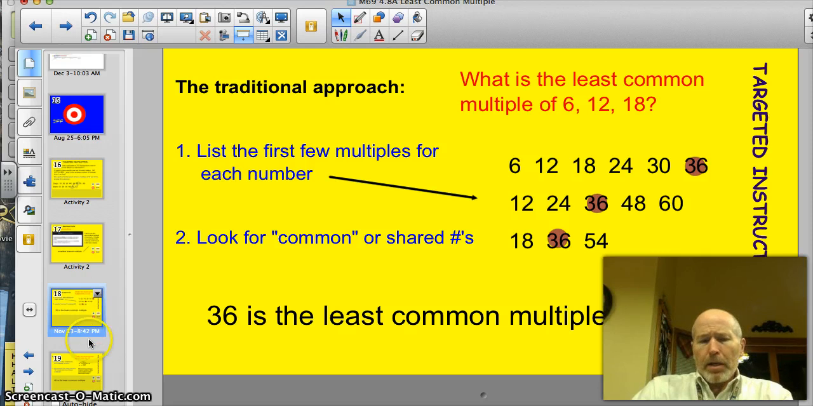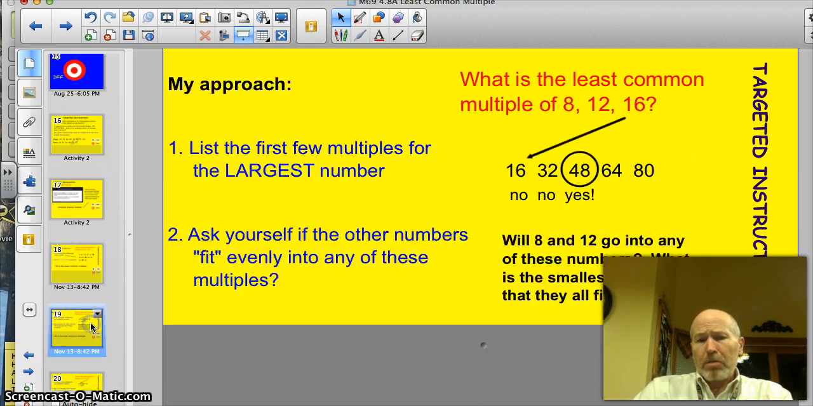Okay. Here's my approach, which is very similar, but I like to call it mine. Being as lazy as I am, I don't want to work that hard. So here's my question. What's the least common multiple of 8, 12, and 16? Well, I just take the largest number, and I put some multiples down, 5 or 6 of them.